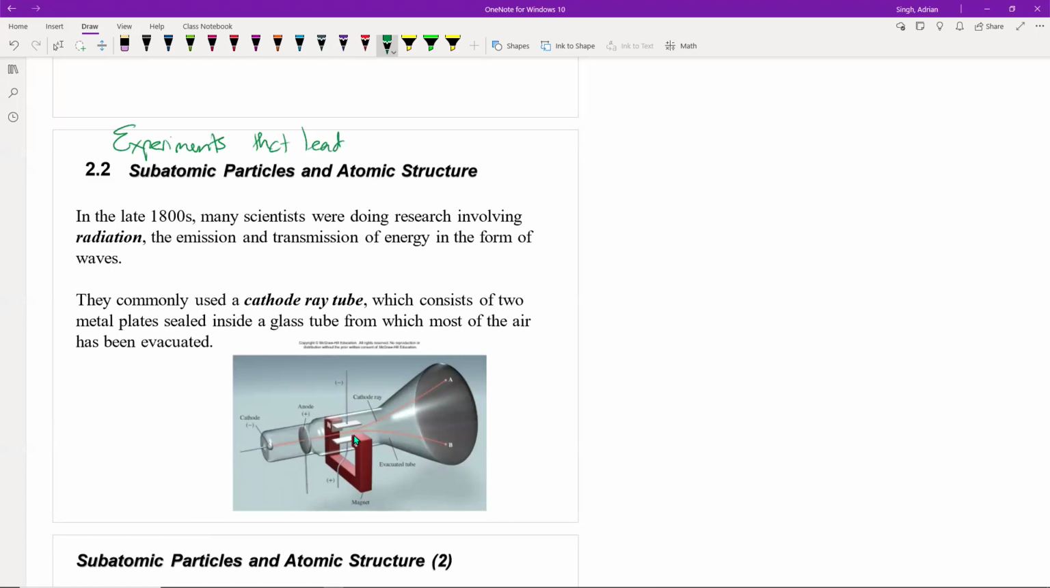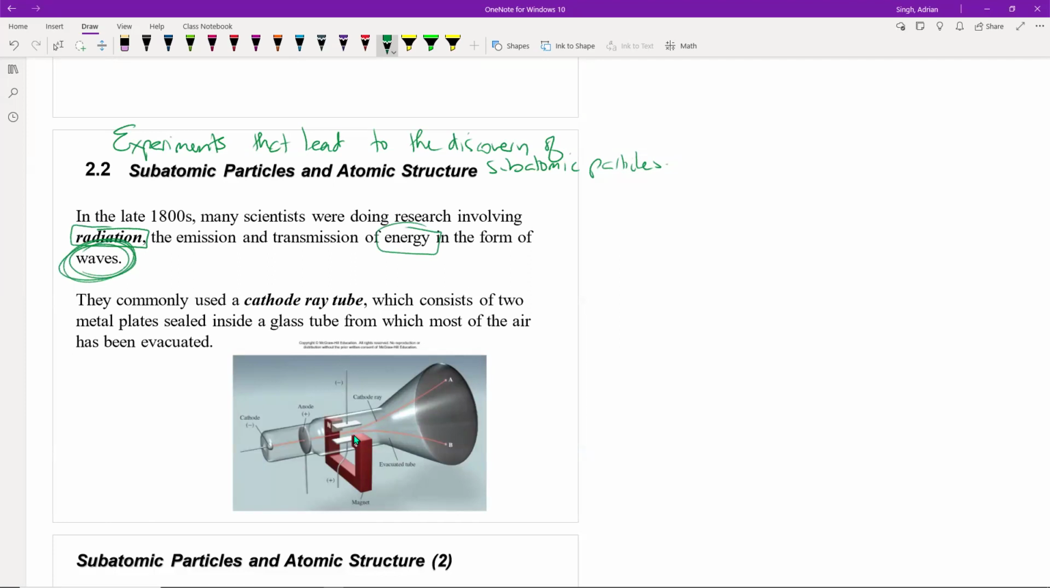So, experiments that led to the discovery of some of these subatomic particles. We're not going to talk about all of them, but some of them are particularly important. Going back a couple hundred years now, late 1800s, early 1900s, they were doing research involving radiation. Radiation is just the emission, or the giving off and transmission, of energy in the form of waves. We'll talk more about waves in subsequent chapters.